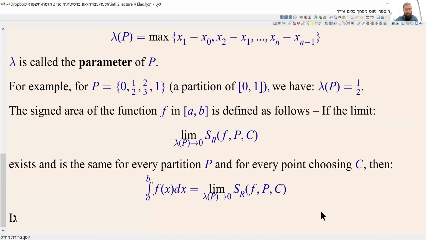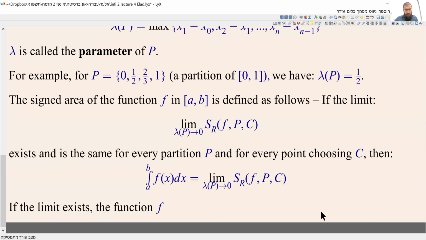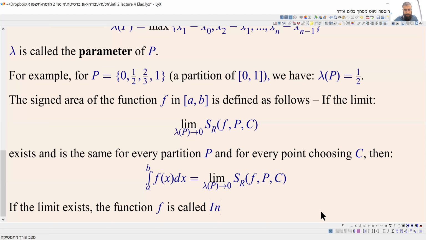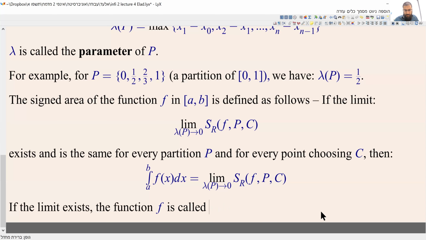If the limit exists, the function f is called integrable. Integrable, it should be bold. And now for your question.